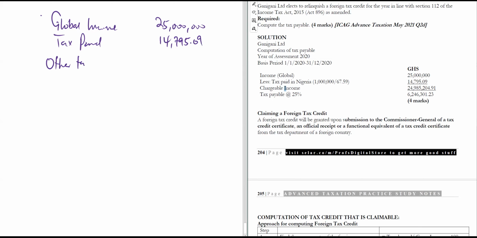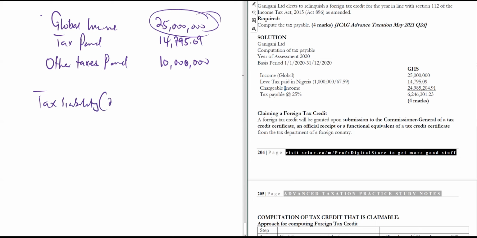Then we have other taxes that were paid by this guy, which amounted to about 10 million. So look at something here. Now, if we decide to tax this one at 25%, what would be his tax liability? 25% of 25 million, that's how much?